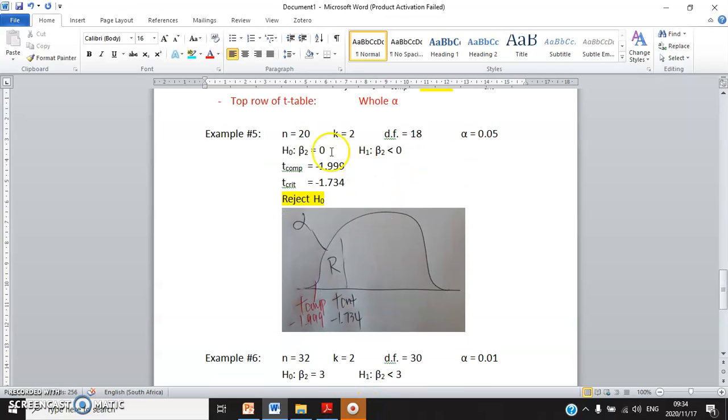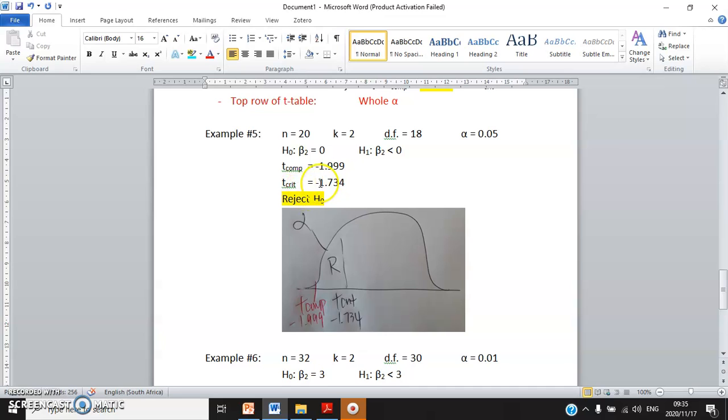So let's do question 5. Sample size is 20, k equals 2, degrees of freedom is 18, alpha is 5%. So this is the question. Null hypothesis, do you think the true slope parameter is 0? Alternative hypothesis, do you think the true slope parameter is smaller than 0, which means negative? Computed t-stat, I give it to you, minus 1.999.